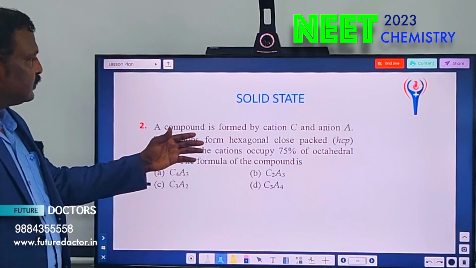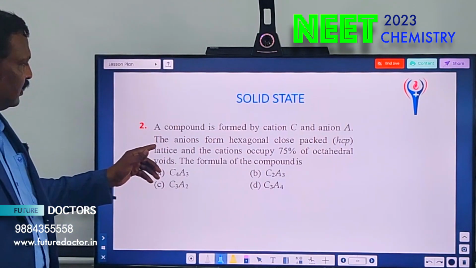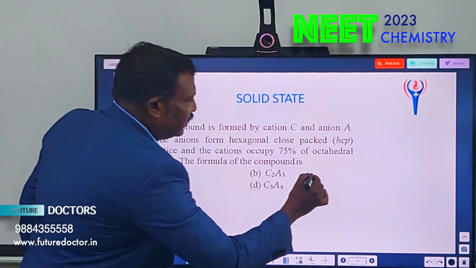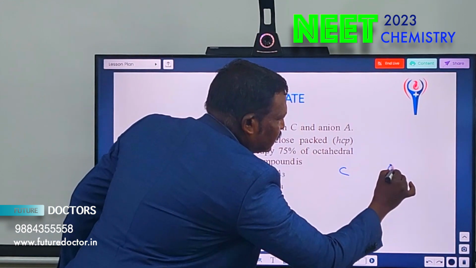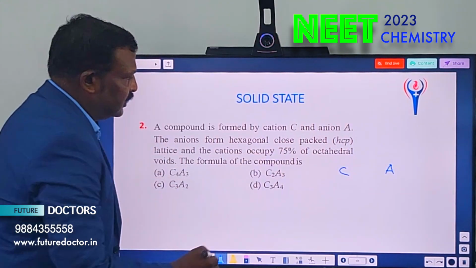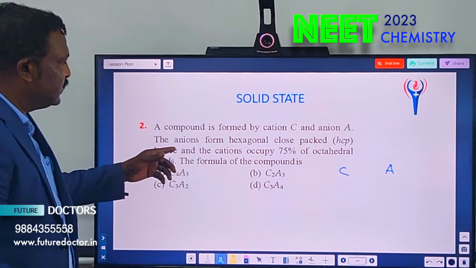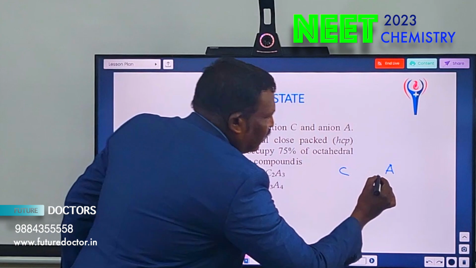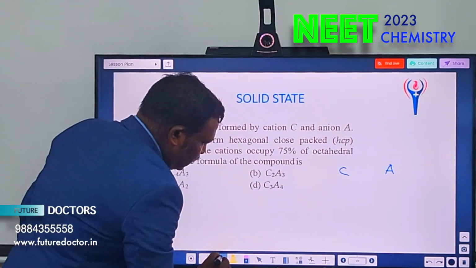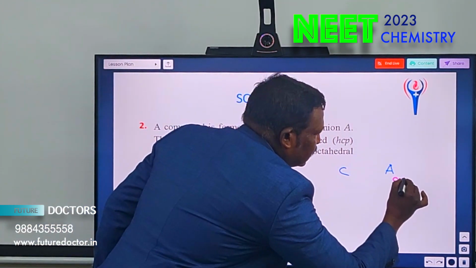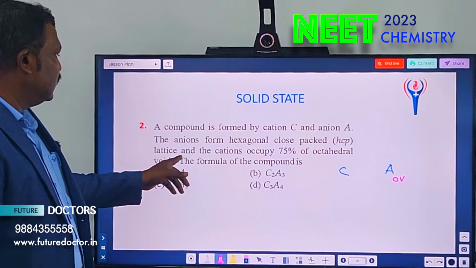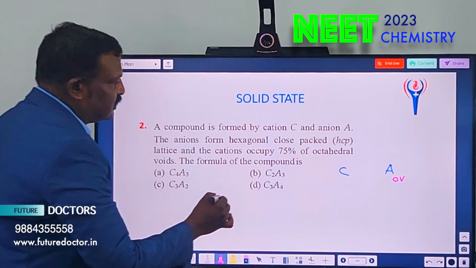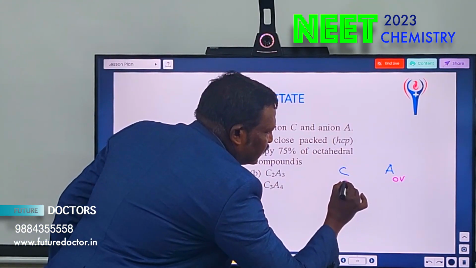See the next one. A compound is formed by cation C and anion A. Anions form hexagonal close packing. So first you write cation, anion. HCP and CCP both have octahedral voids present. The cation occupies 75% of the octahedral voids. Here we have octahedral voids present.